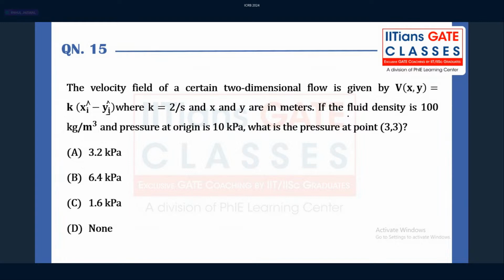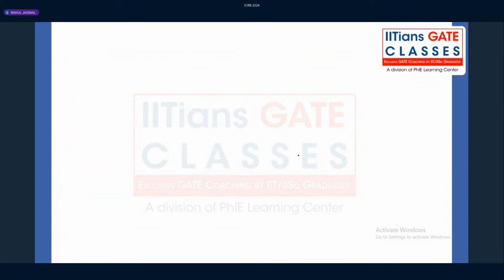Again, this question has been asked recently in GATE 2023 in the mechanical paper, with little changes in the data, but the exact same concept. So what to do here? We need to proceed with the Navier-Stokes equation.